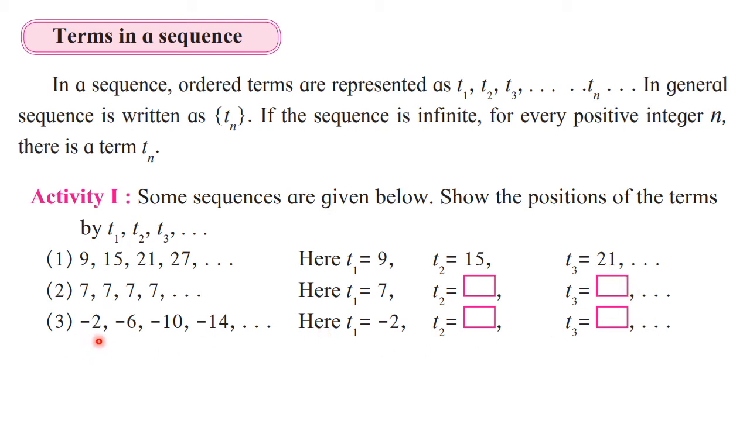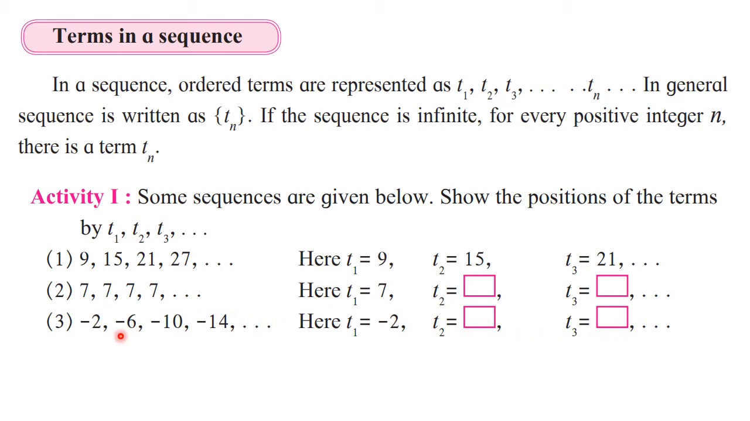Now see the third one here: minus 2, minus 6, minus 10, minus 14 and so on. Here also you can find the rule: when we add minus 4, we get the next term. See, minus 2 minus 4 is minus 6. Minus 6 minus 4 is minus 10. So here we are adding minus 4 everywhere to get the next term. So in this case, T1 is minus 2, T2 is minus 6 and T3 is minus 10. So write down here in the first box minus 6, and here you can write down minus 10.